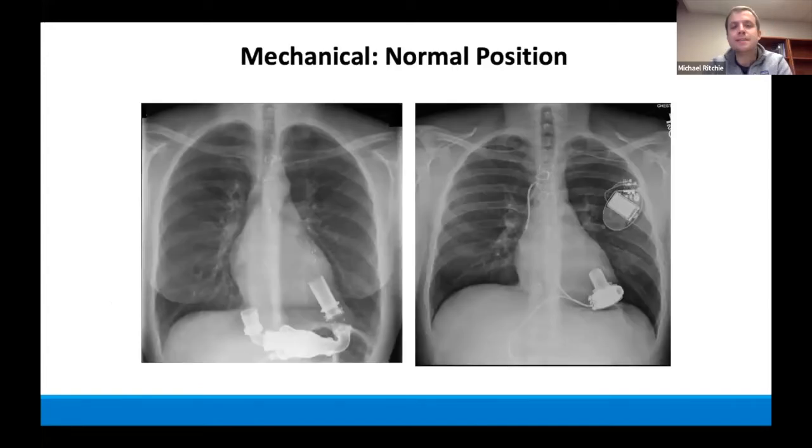So again, this is the normal position. You can see they're positioned really well. They're in the apex of the LV, facing up towards the mitral valve, and so they're not going to be pushed up against the walls. Everything looks like they're in a good position.